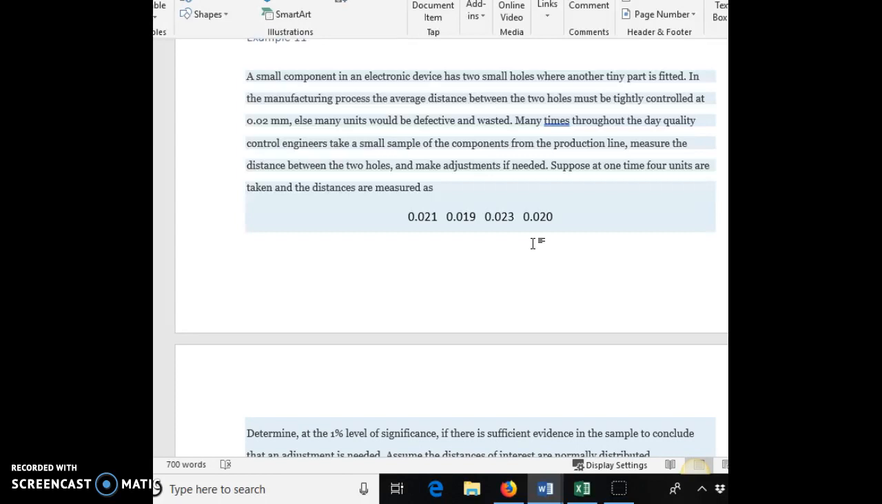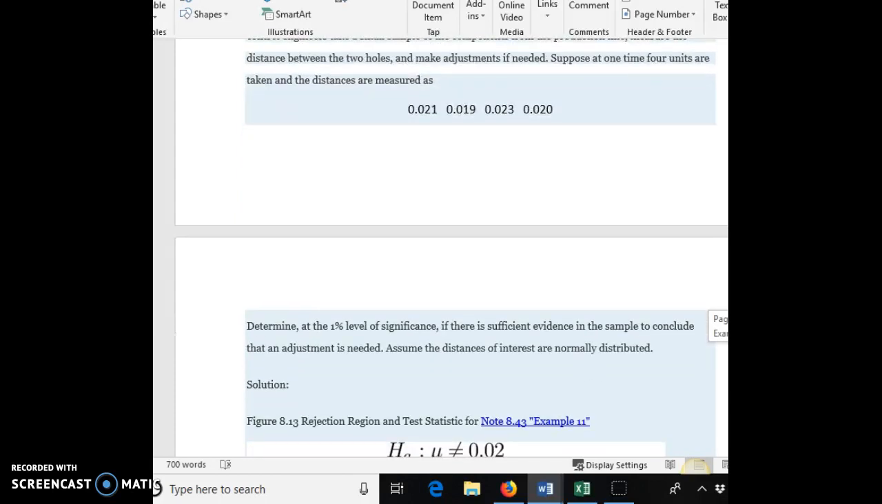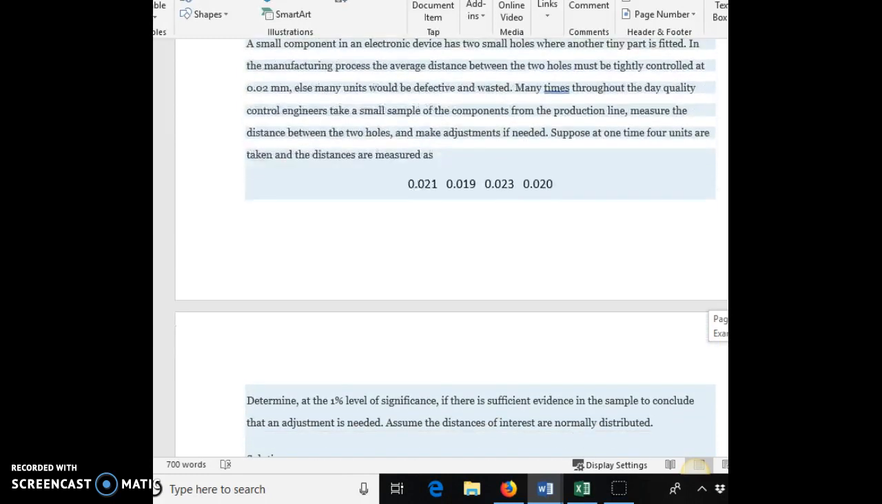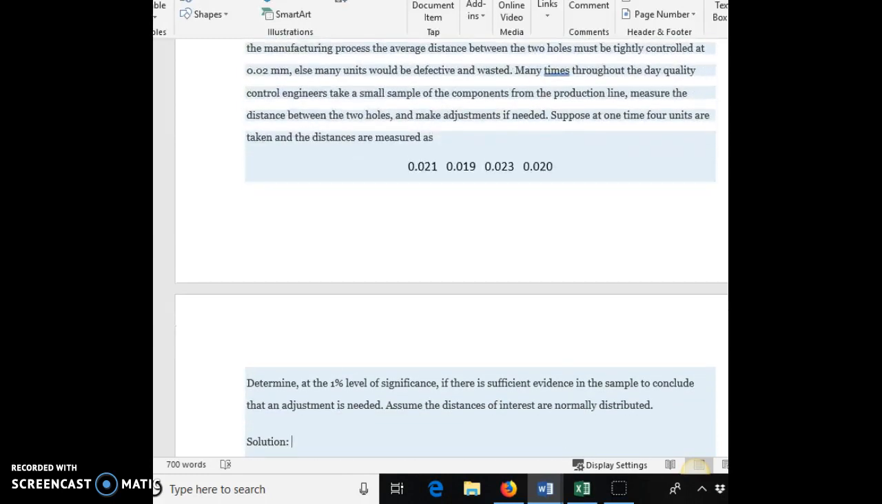Many times throughout the day, quality control engineers take a small sample of the components from the production line, measure the distance between the two holes, and make adjustments if needed. Suppose at one time 4 units are taken and the distances are measured as the 4 measurements we have there. Determine at the 1% level of significance if there is sufficient evidence in the sample to conclude that an adjustment is needed. Assume the distances of interest are normally distributed.